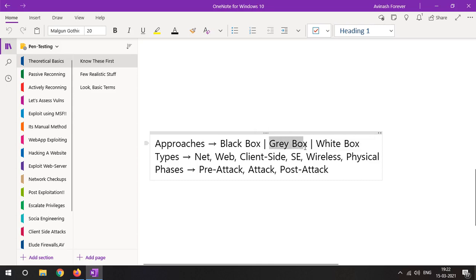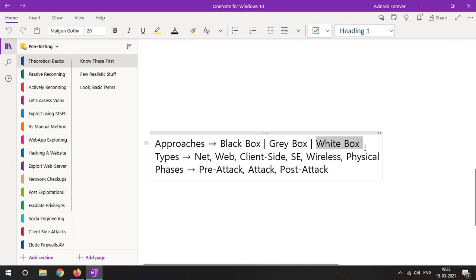Then you have the gray box penetration testing approach. Gray box is basically a situation where you're given some limited access or knowledge about your target and you're asked to try to break things further from that point.